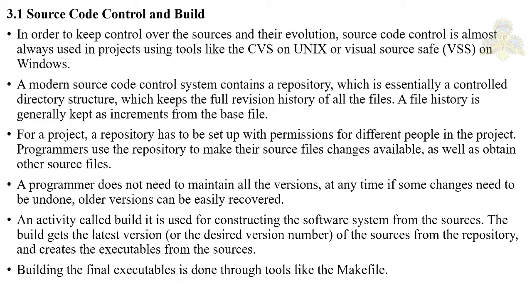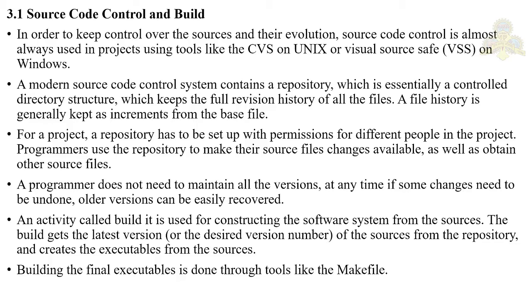Your programmer keeps on changing the source files as the code evolves, and then makes changes in other source files as well. So, in order to keep control over the source files and their evolution, source code control is required in projects. We have tools like CVS on Unix and VSS on Windows. CVS means Concurrent Versions System and VSS means Visual Source Safe. We will discuss how CVS works.